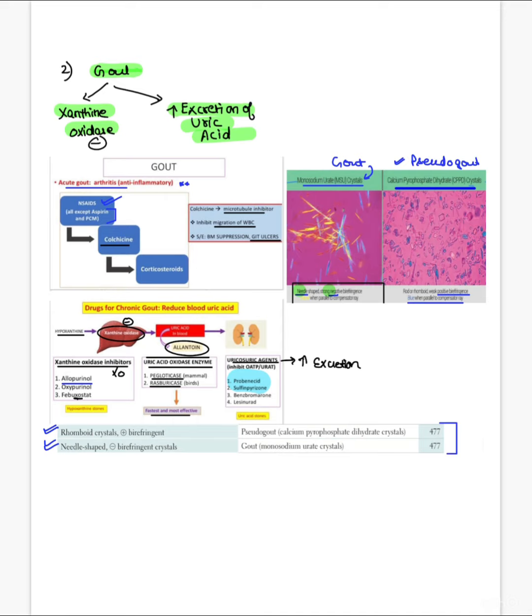Okay, also you can increase the uric acid excretion in urine, guys. When you increase the uric acid excretion, as a result less amount will be there in the blood. As a result, chances of gout would decrease. So this time they ask you probenecid, guys, and also you have sulfinpyrazone.